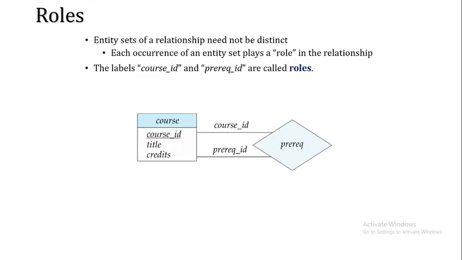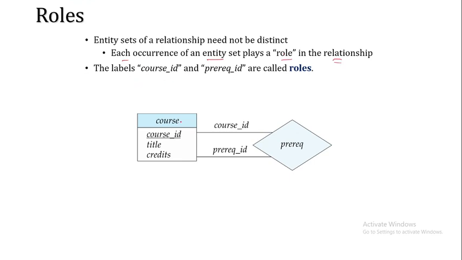Okay. Next, roles. Each and every entity that is present in your entity set has implicitly some roles. Once an entity is being defined or written inside your entity set, it has got some implicit roles. That means each occurrence of an entity set plays a role in the relationship.